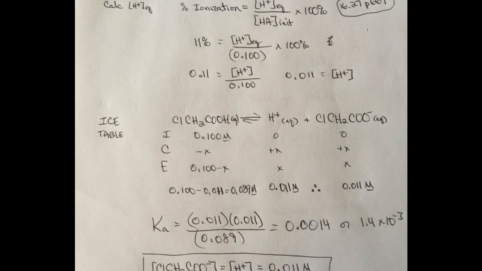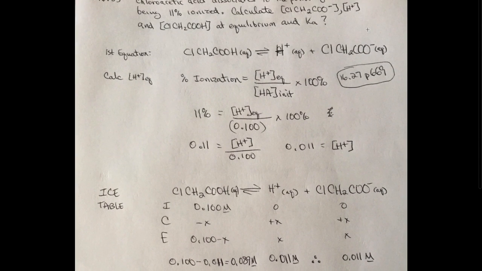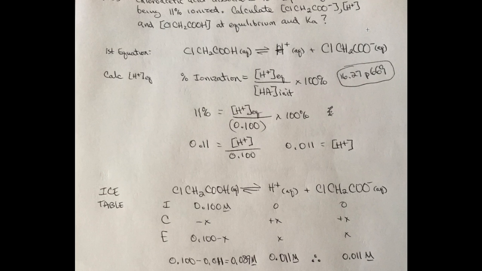53, we got a 0.10 molar solution. Ooh, we get a little carsick here. A 0.10 molar solution of chloroacetic acid dissociating to the point of being 11% ionized. Calculate the chloroacetate ion concentration, the hydrogen ion concentration, and the chloroacetic acid concentration at equilibrium, and find Ka while we're at it.